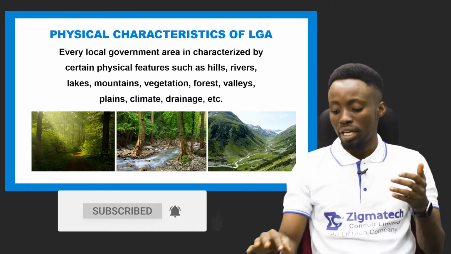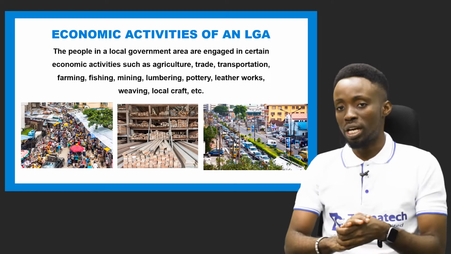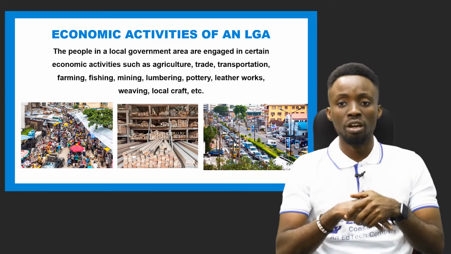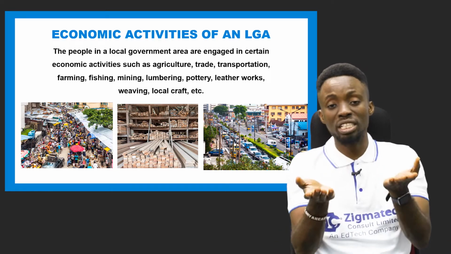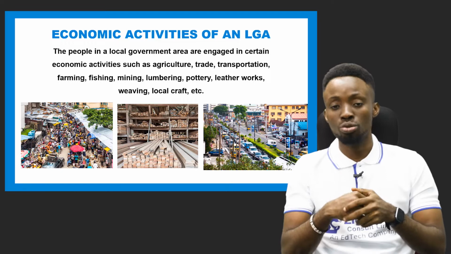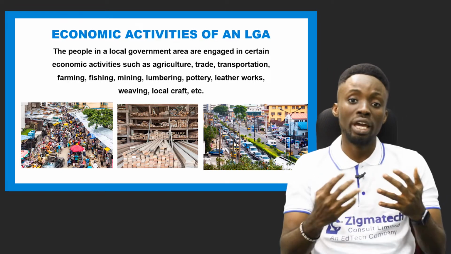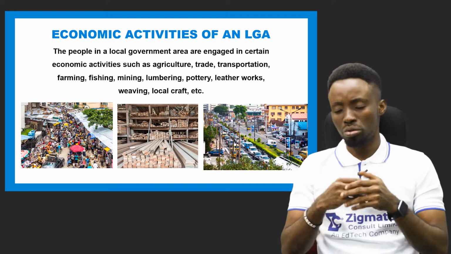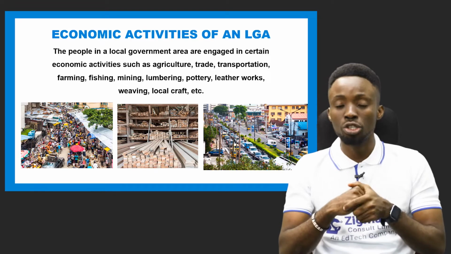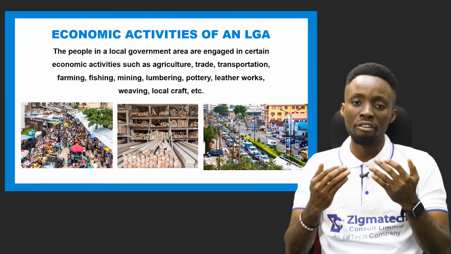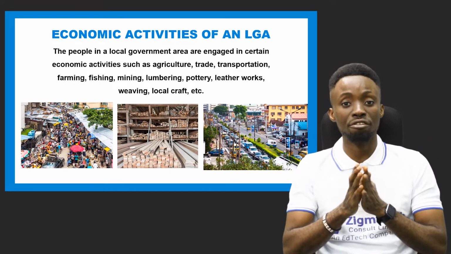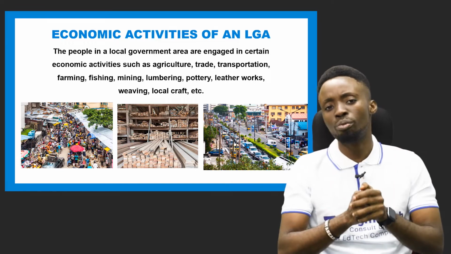Now, let's talk about the economic activities of an LGA. When you go to every local government area, we definitely have people engaging themselves in different economic activities or different commercial activities just to keep up with life and to earn an income. Now, when you go to the various local government areas we have in Nigeria, we can see economic activities like agriculture. We can see people carrying out different forms of trade. We can see transportation activities going on. We can see farming, mining, fishing, and lumbering activities.